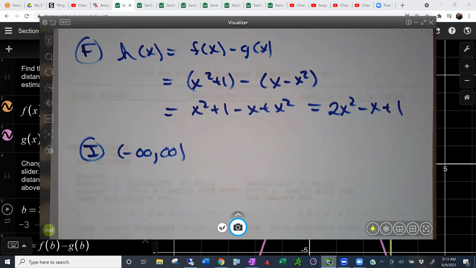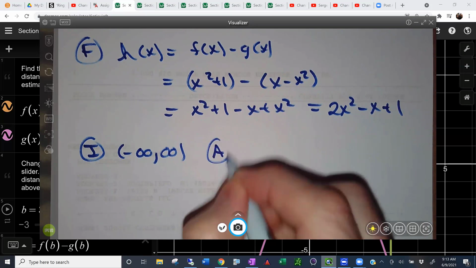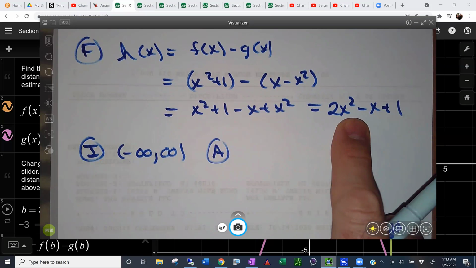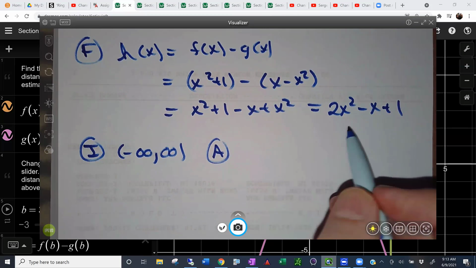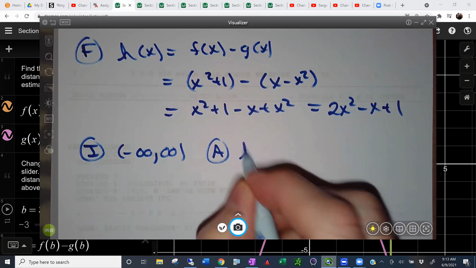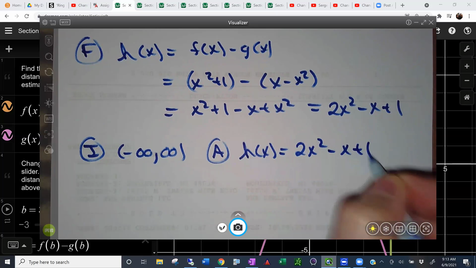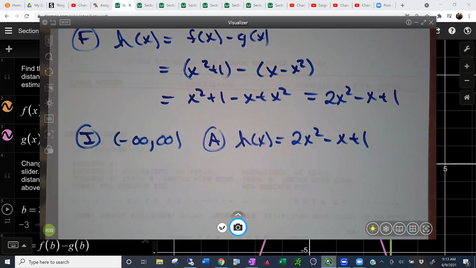Finally, it comes down to the analysis. I want to find the minimum distance between these two functions. That means I want to figure out where this has a minimum. So how would I do that? Call this my h of x, 2x squared minus x plus 1. Where is that going to have a minimum? Or how could I find a minimum value for this function?